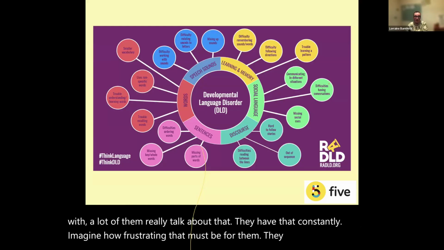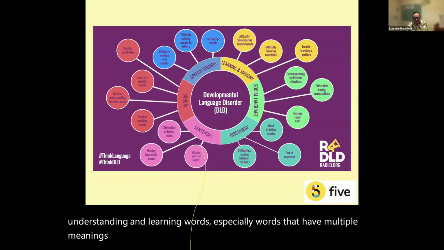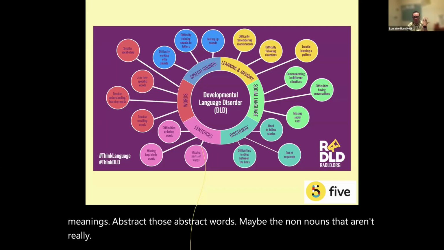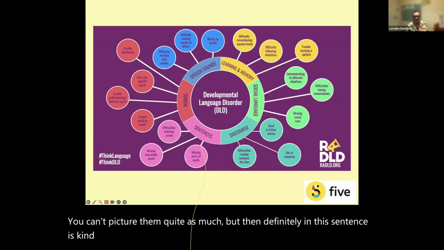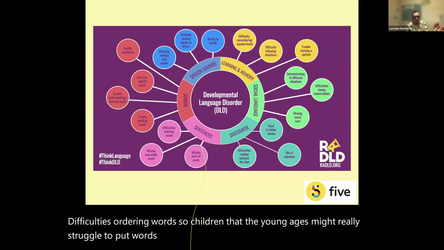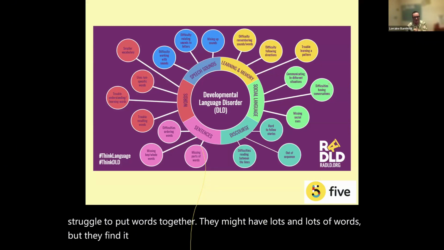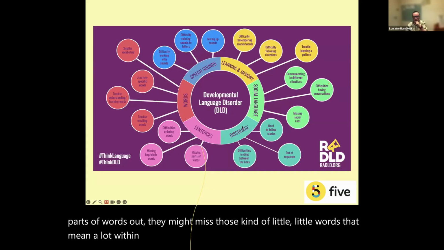They have trouble understanding and learning words, especially words that have multiple meanings, those abstract words, maybe the non-nouns that you can't picture quite as much. But then definitely in this sentences area, difficulties ordering words. So children at the young ages might really struggle to put words together. They might have lots and lots of words, but they find it really hard to string a sentence together. They might miss parts of words out. They might miss those little words that mean a lot within sentences as well.